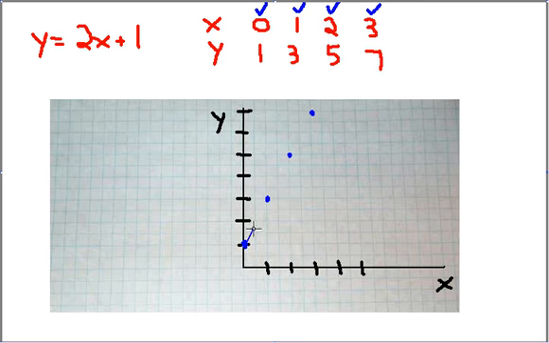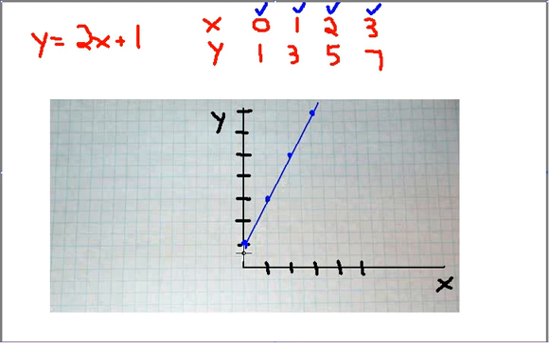So I'm going to go here and just go ahead and connect those. There's our straight line. That is a linear function. A linear function is a function whose graph is a straight line.